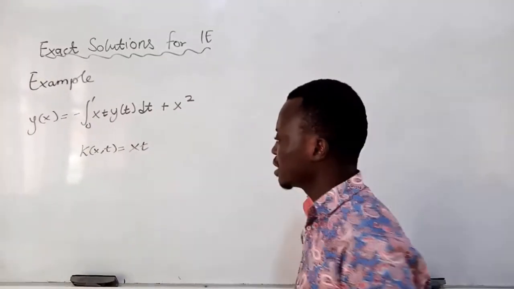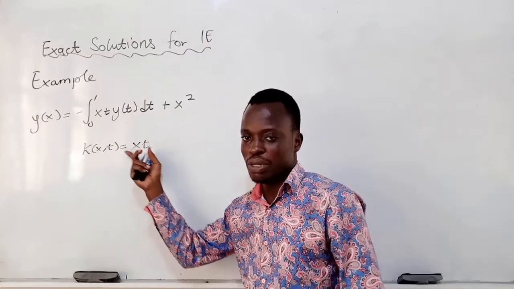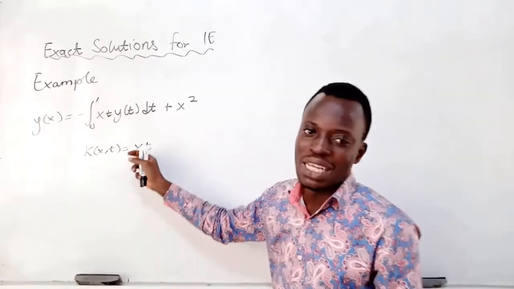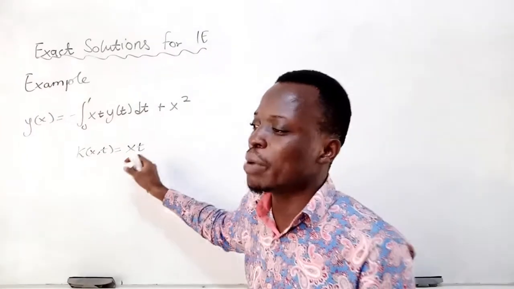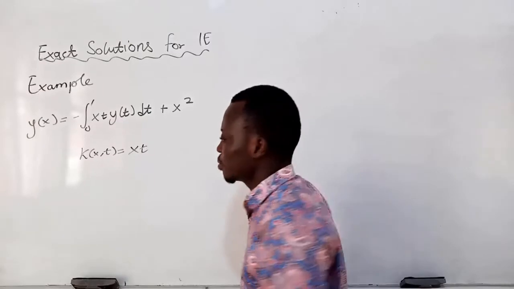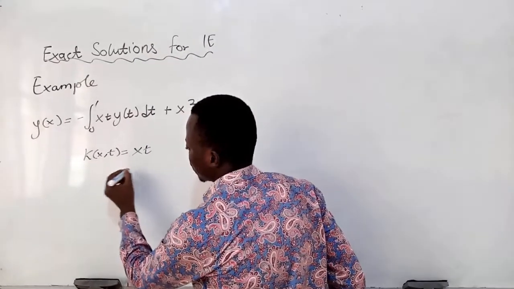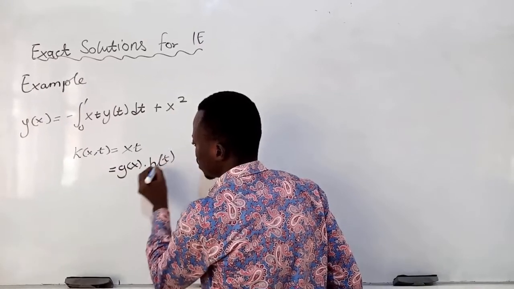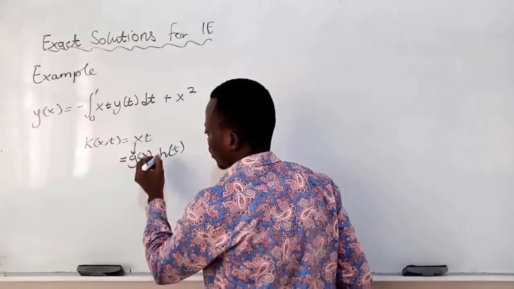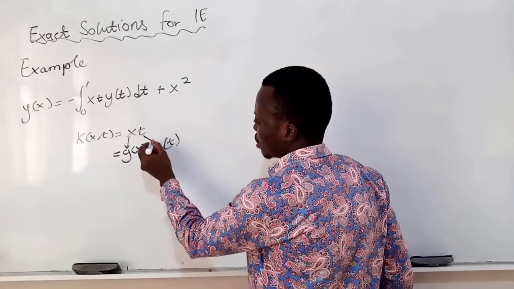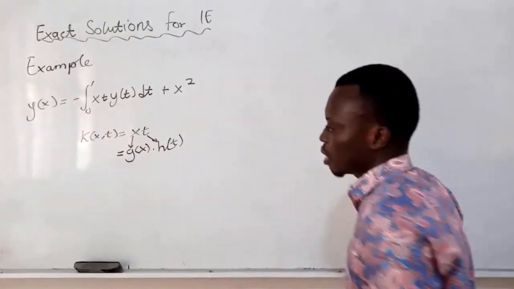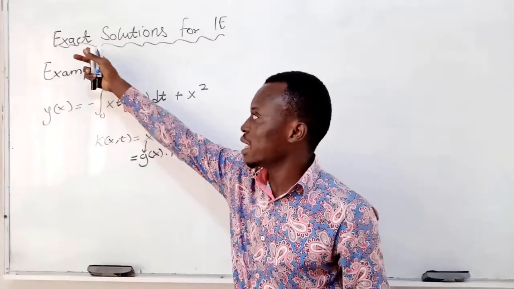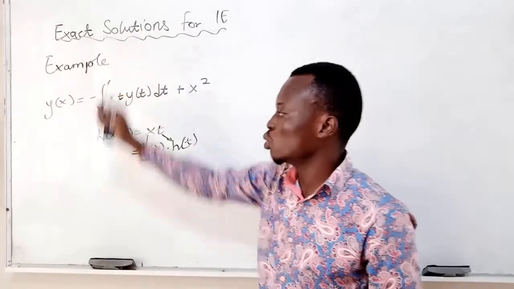So you can easily see that this kernel can be separated. You can separate it into two different functions, one that depends on only s, and one that depends on only t. So you can have something like g of s times h of t, which means this is a function of only s and this is a function of only t. That means they are separable. You can apply the exact method to find the exact solution.